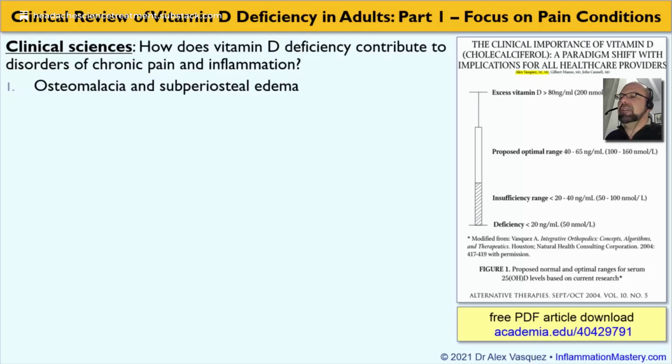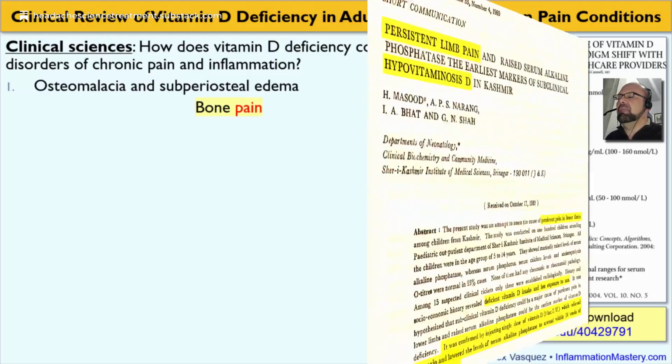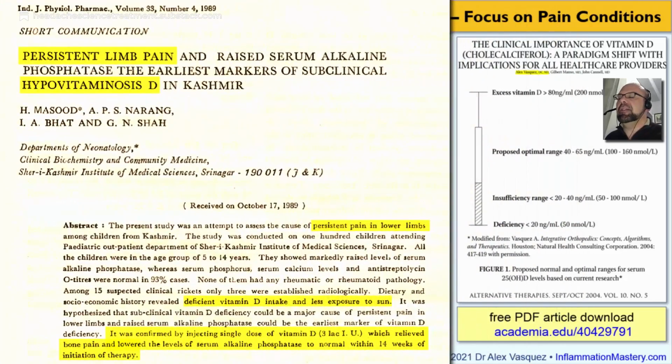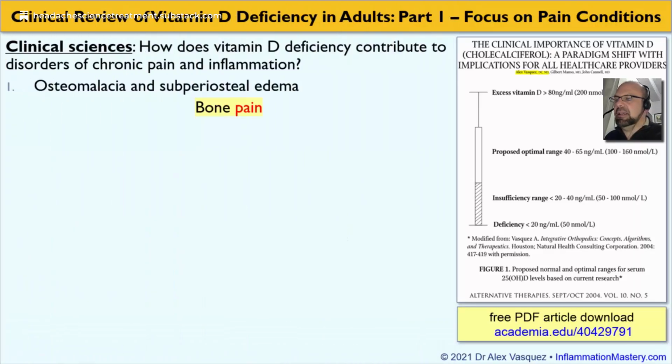Number one, and I'll detail this more in just a moment, osteomalacia and subperiosteal edema. That leads to chronic bone pain. That can be in the axial skeleton or in the peripheral skeleton, otherwise known as the limbs. So back pain or limb pain can be due to vitamin D deficiency, specifically due to subperiosteal edema, and that is a component of what we call osteomalacia.